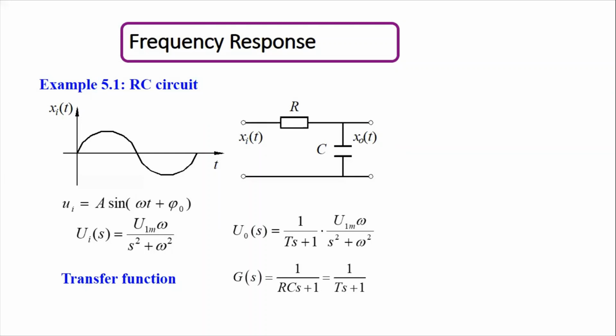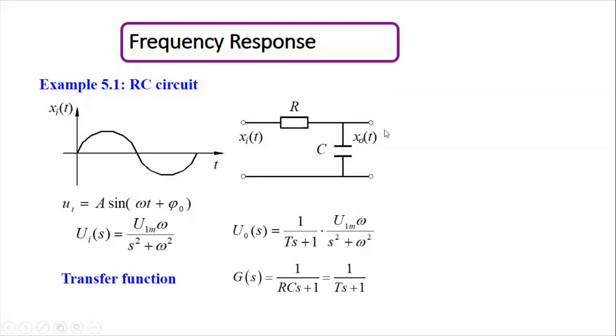Next, let me write the expression for Vi of t or Xi of t. So Xi of t equals R into I of t, the current I flowing here, plus 1 by c integration of I dt. Then take the Laplace of this. Xi of s equals R into I of s plus again 1 by cs in the denominator into I of s.